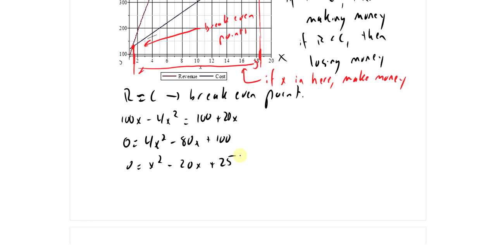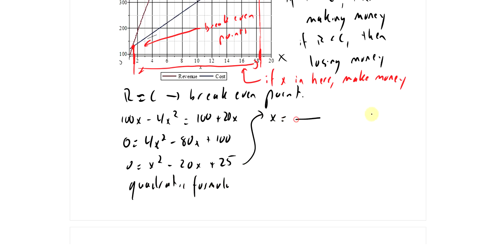So, I need two numbers that multiply together to give 25, but add together to minus 20. Well, two numbers that multiply together to 25, that's only 5 and 5. You're not going to get minus 20. So how do we want to solve this? We use the quadratic formula.